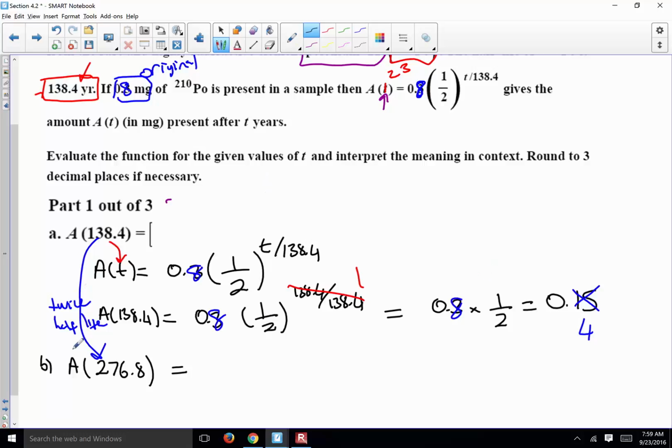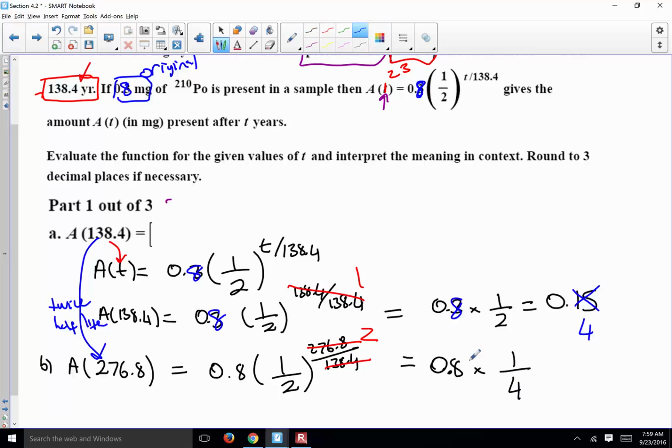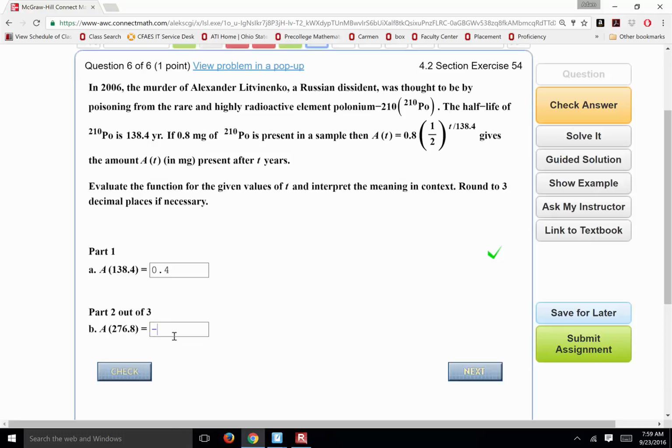This is twice the waiting period. You had started with 0.8, drop one period, drop to 0.4. Another period, what value are you going to drop to? 0.2, yeah. But let's verify it. So we start with 0.8, and you plug in 276.8 over 138.4, and we know exactly this is 2, and the square of 1/2 is 1 over 4, and 4 and 8 cancel to 0.2, and voila, our guess is right. It's 0.2.